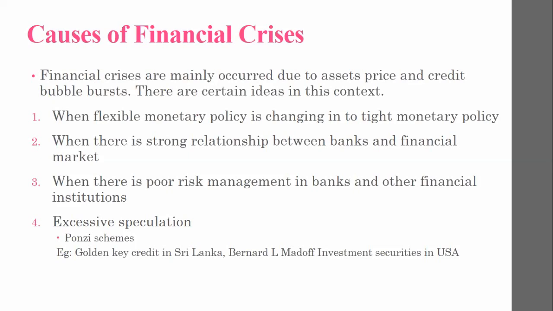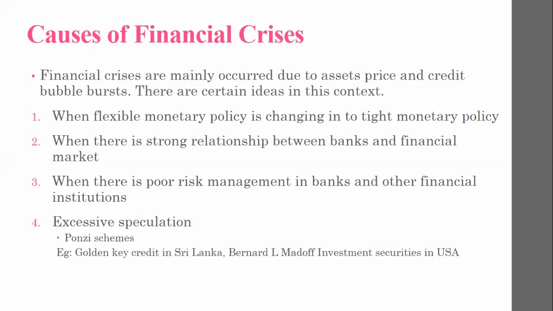Now we are going to talk about how this bubble is going to burst. It happens when the flexible monetary policy changes to a tight monetary policy. Now the central bank tightened the monetary policy. Then what happened? Interest rate is going up. Interest rate is now higher when the monetary policy is tightened.